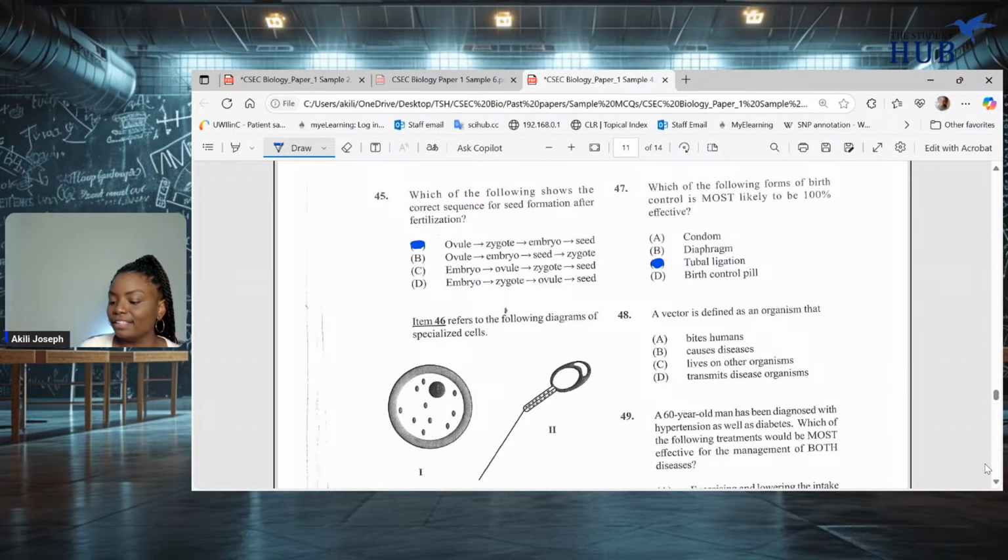48. A vector is defined as an organism that bites humans, causes disease, lives on other organisms, or transmits disease organisms. So there is the diaphragm, which also refers to the cap that is placed over the cervix. So for 48, it's going to be D.